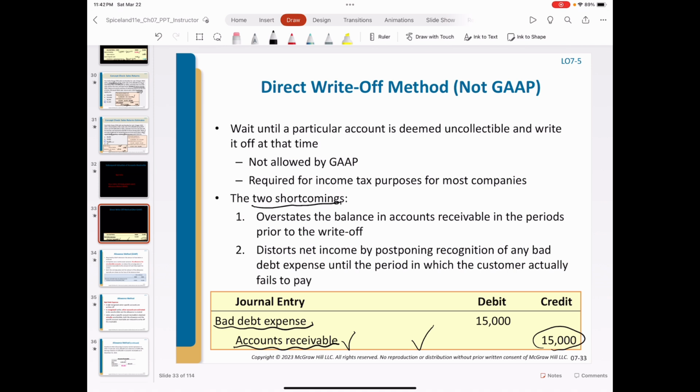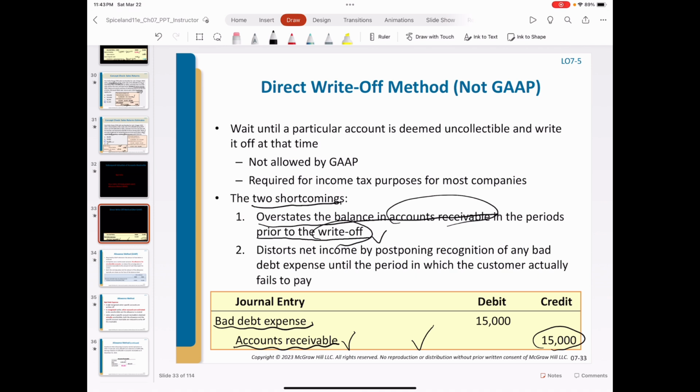First, it overstates the balance of accounts receivable in the period prior to the write-off. The write-off is triggered when the company confirms that this $15,000 will become bad debt. The confirmation of the write-off is usually in the following period. So in other words, the receivable as an asset was overstated before we write off this amount.